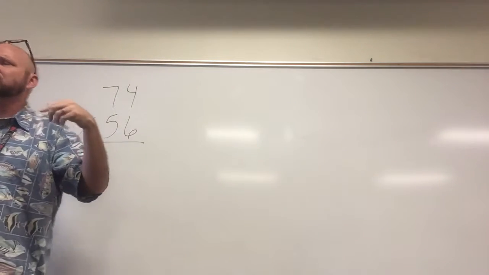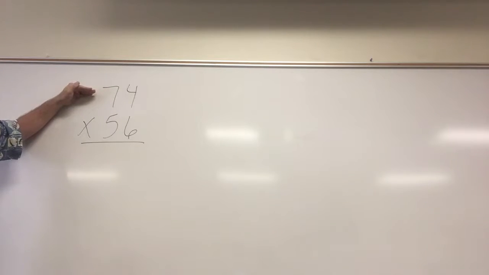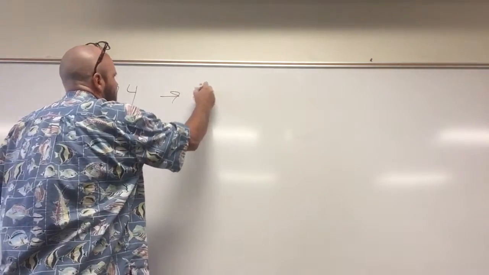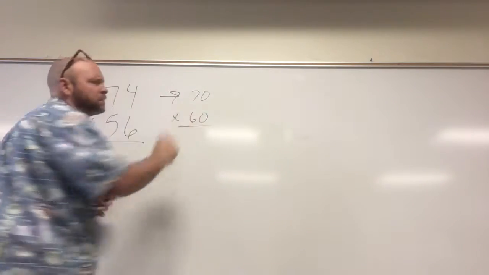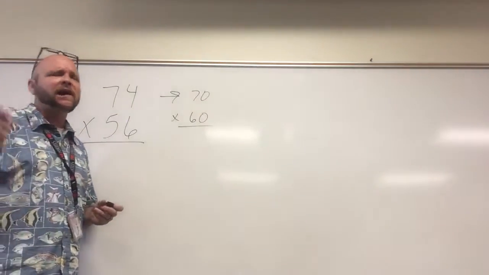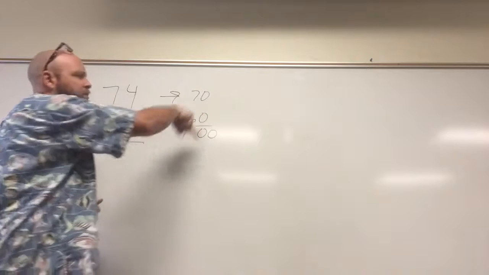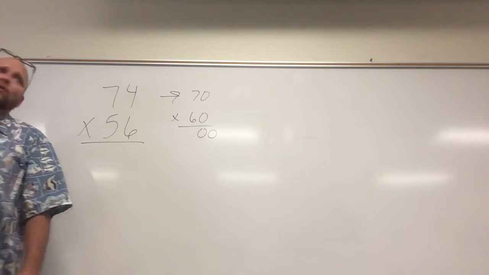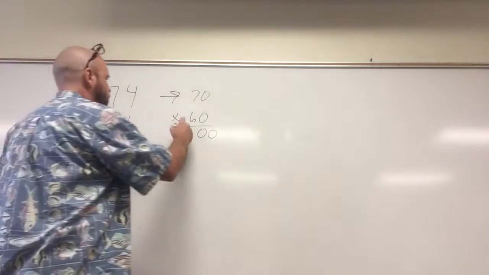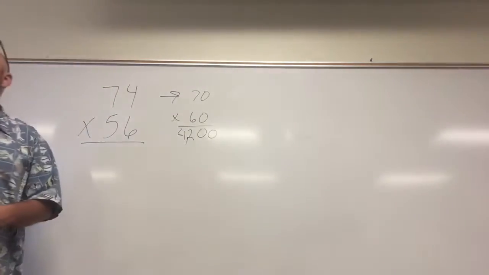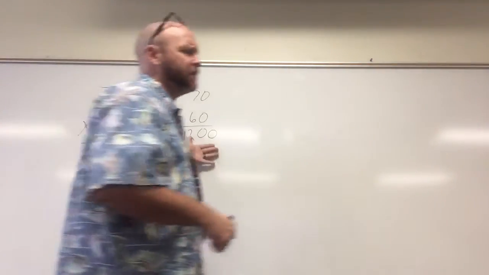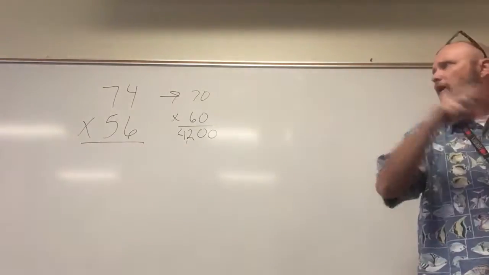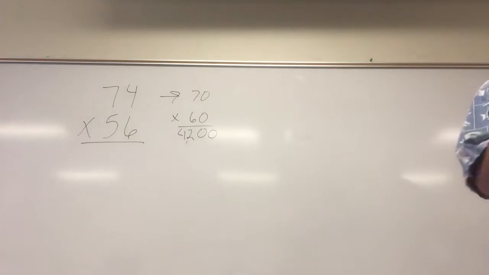Let's get an idea of where my answer might be, though. Let's say 74 is 70. We're rounding. And 56 is 60. Just trying to get an idea where my answer should be. If I move these 2 zeros down, what's 7 times 6? 42. So I do a little bit of estimating. This isn't the answer to the problem. I'm doing some estimating that tells me my answer should be somewhere in the area of 4,200.